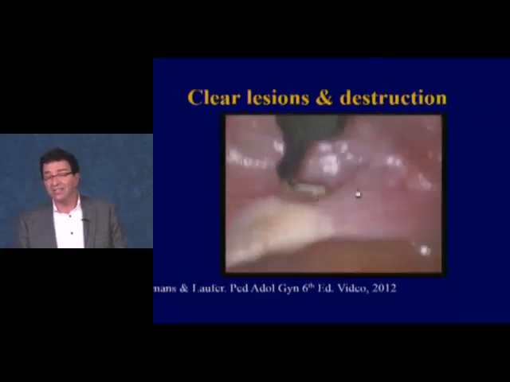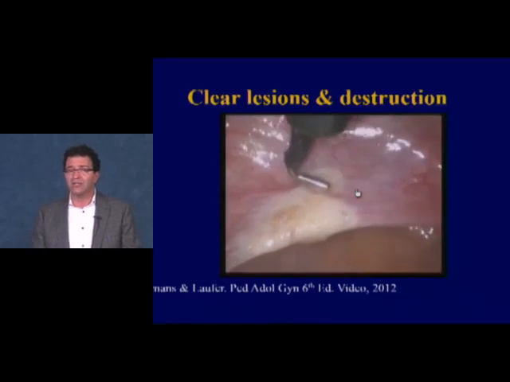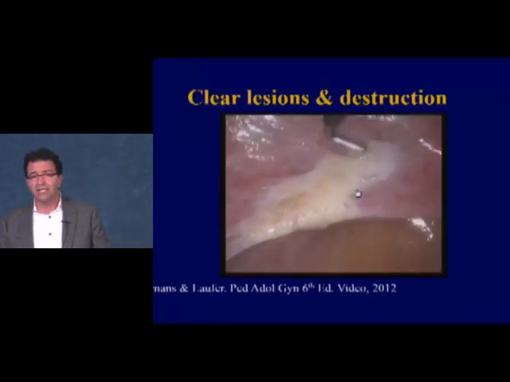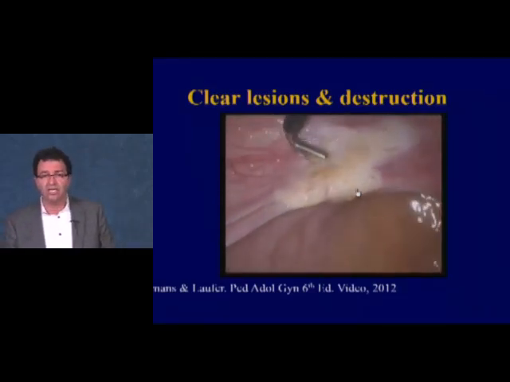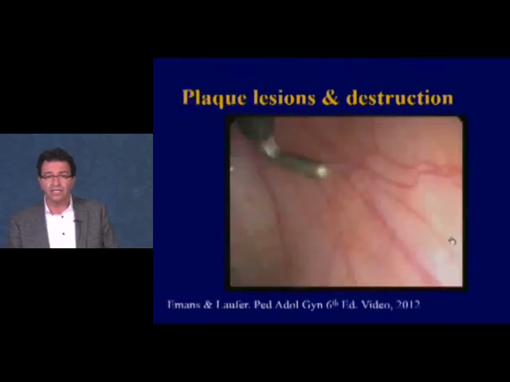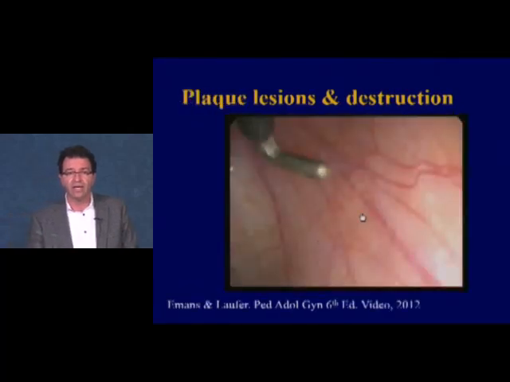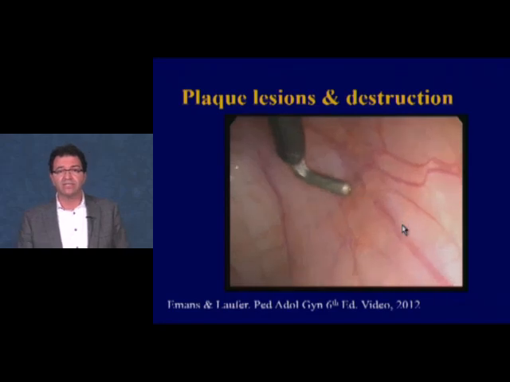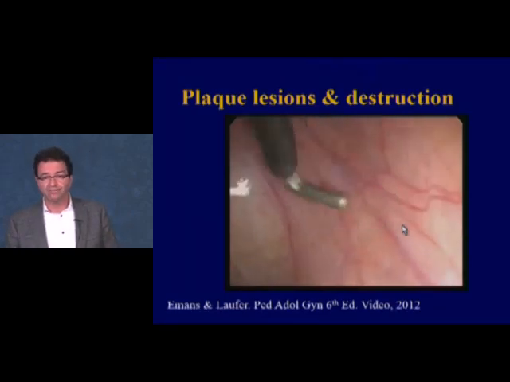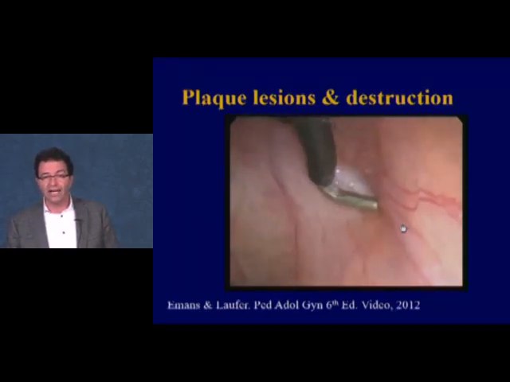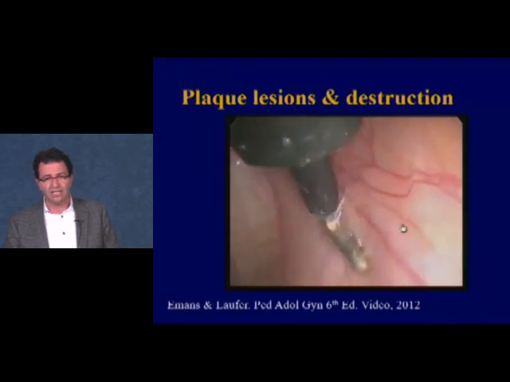Once again, we can't cure this surgically, but we can destroy the disease that's present and then use medicines afterwards to keep it from growing. Here's another lesion, a plaque on the side of the pelvis here that may be difficult to see, but we can lift it up. And you can appreciate how difficult it sometimes is to see these types of lesions.